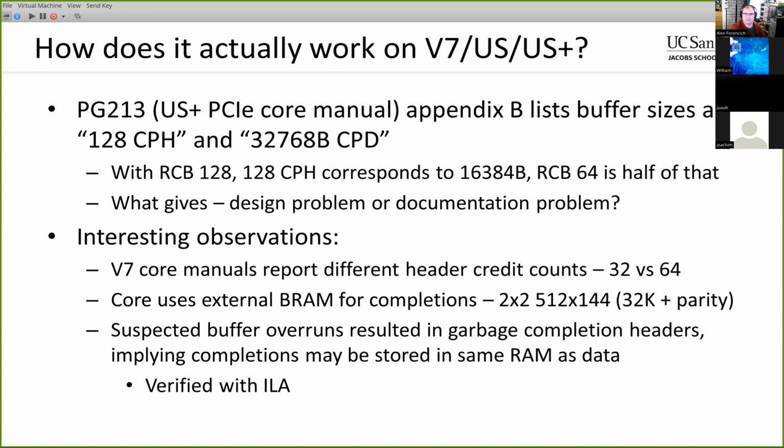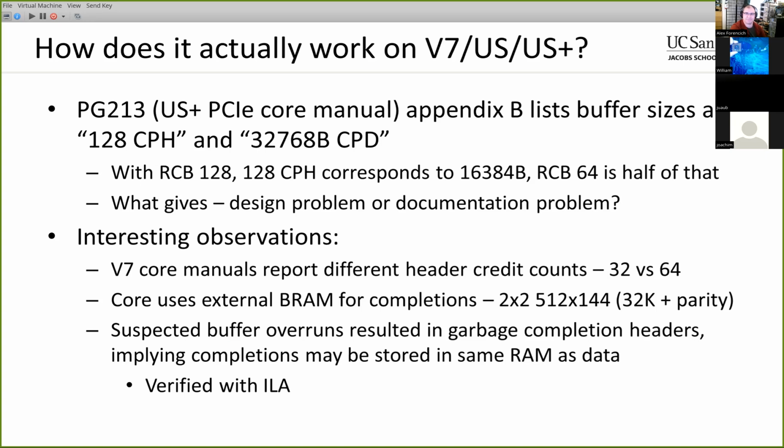So, like I said, the manual, PG213 Appendix B, has details on what you're supposed to do to manage the completion buffer size. And they list the completion buffer size as 128 CPH and 32,768 B CPD, with the notation that the numbers in the table are in units of flow control credits, where one credit is 16 bytes, or one TLP header. So since they have the data credit number in bytes, that's a bit of a head scratcher.